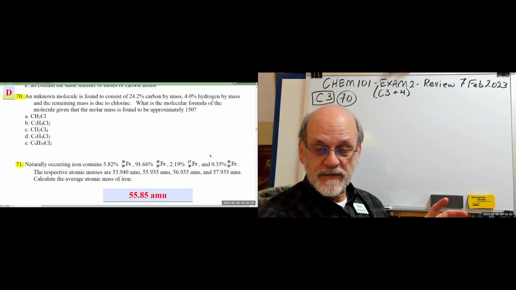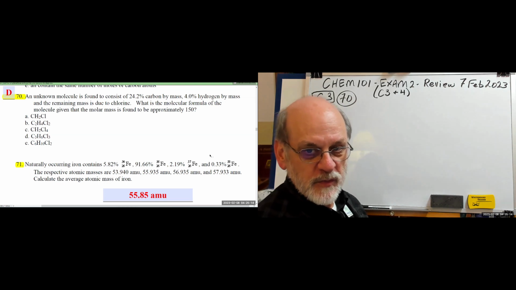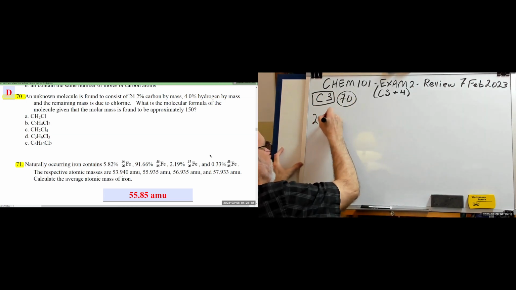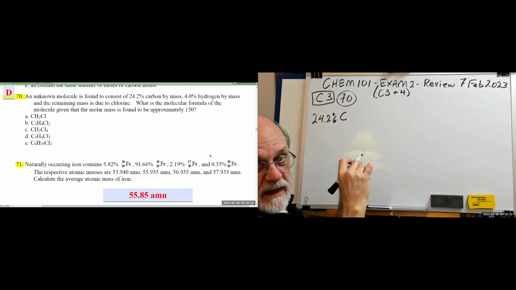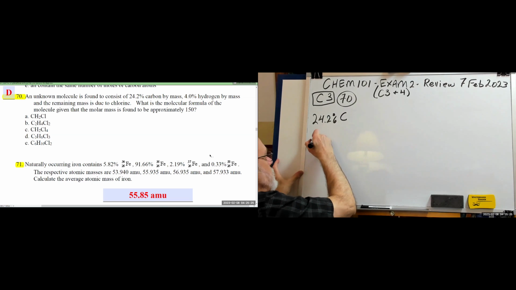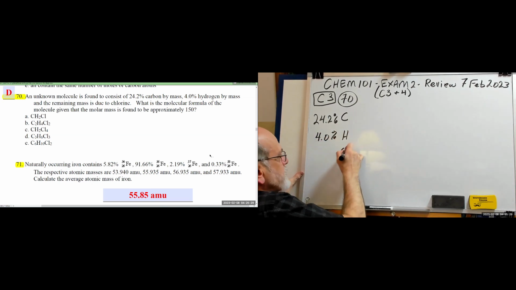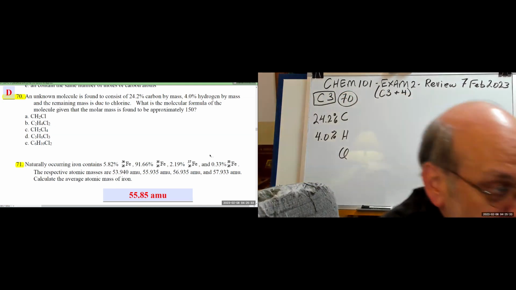The information we have at this point tells me that we can easily determine the empirical formula. So let's do that first. 24.2% carbon. We have 4% hydrogen. And the rest is chlorine. So let's see, I'm going to need my calculator.